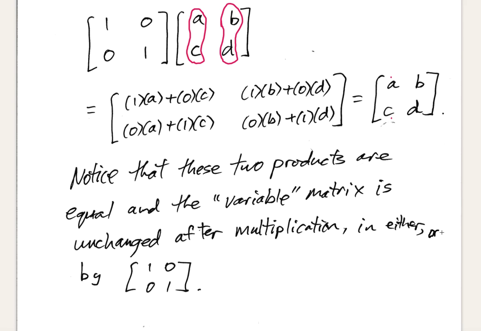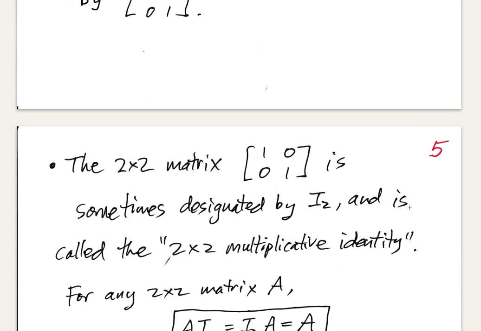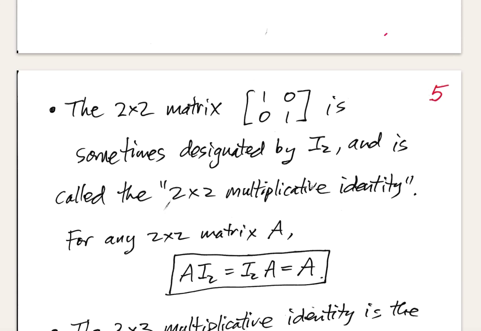Very cool. And we have a special name for this matrix, 1, 0, 0, 1, because of this property. This 2 by 2 matrix is sometimes designated by I subscript 2. Sometimes in certain contexts, you might just write cap I, by the way. And it's called the 2 by 2 multiplicative identity because of that.